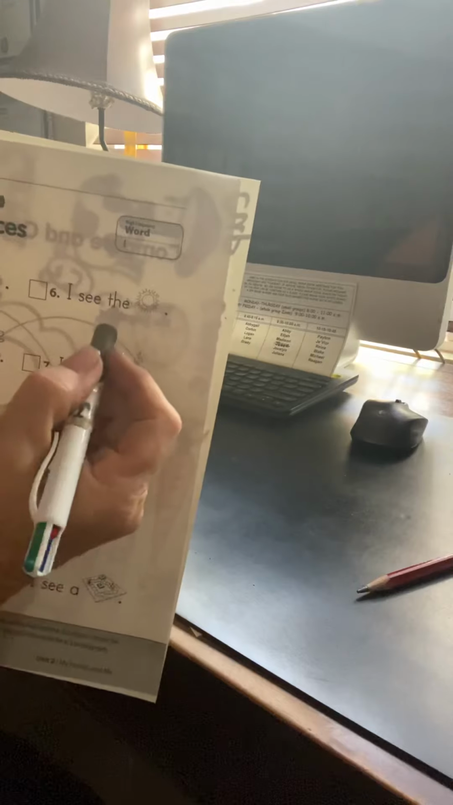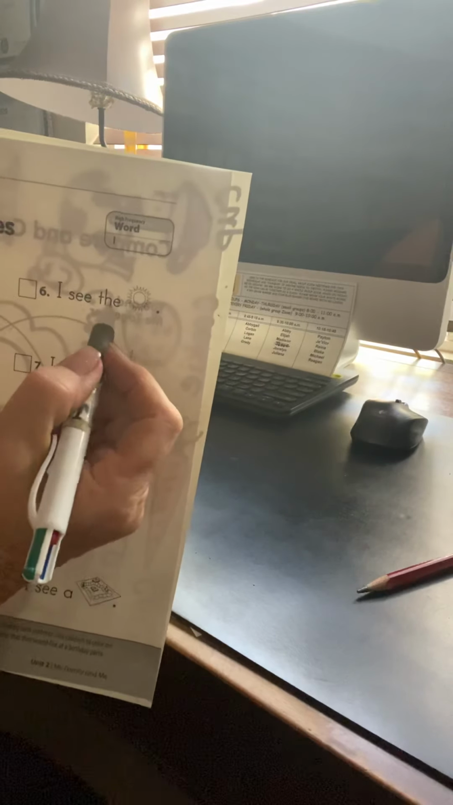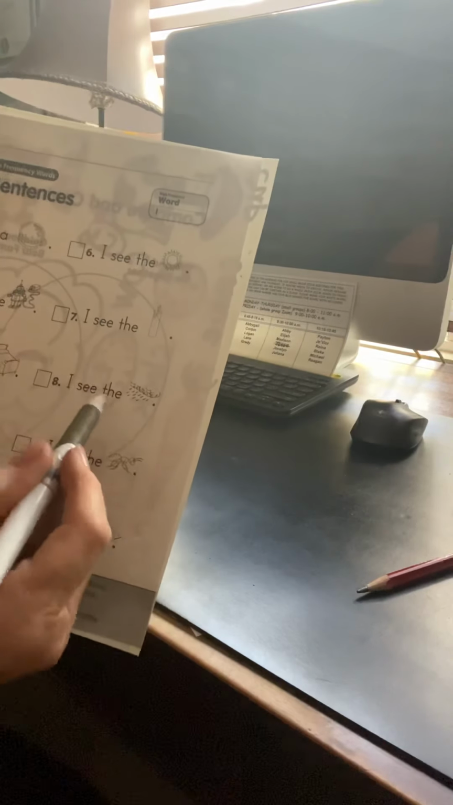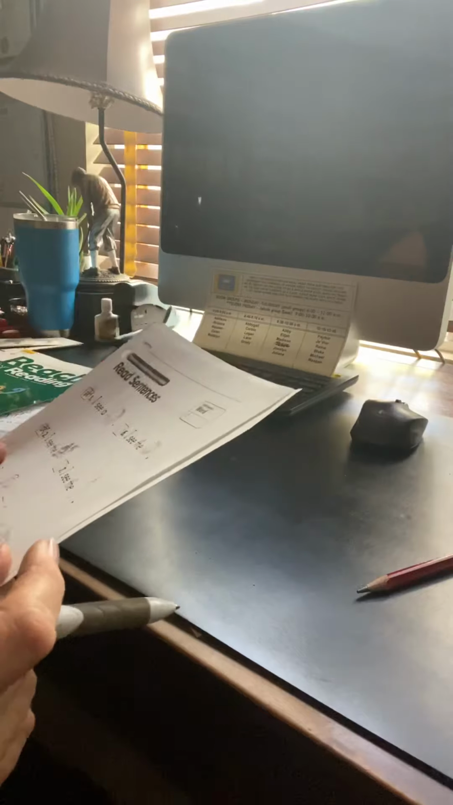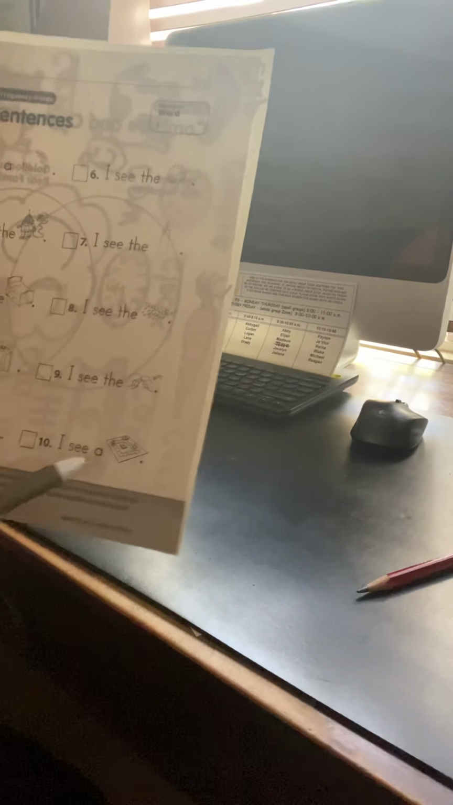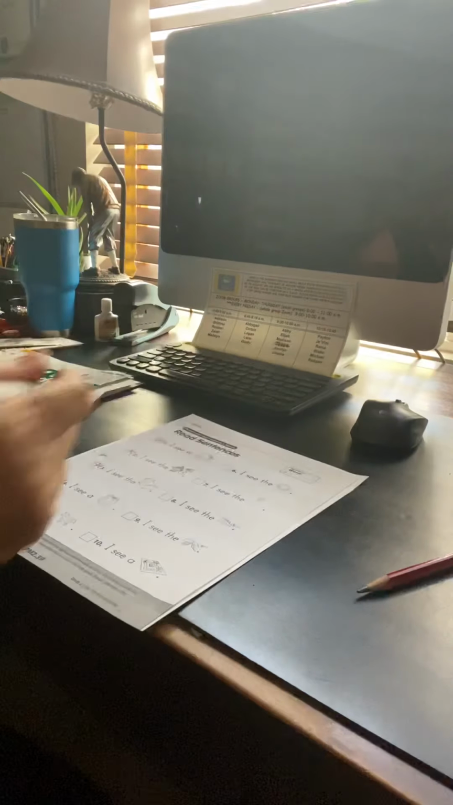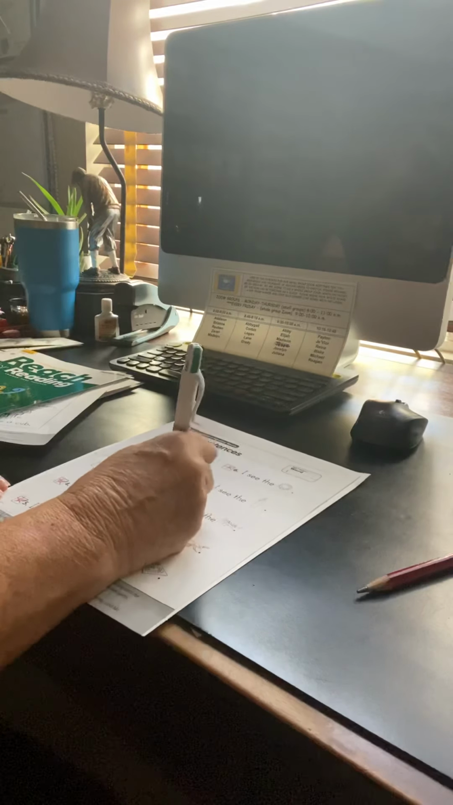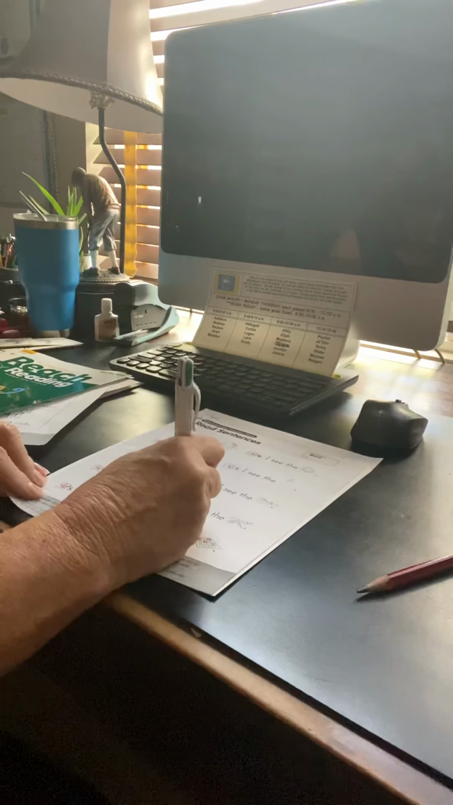Okay, let's try to read this one. I see, is that A or the? T-H-E? The sun. I see the candle. That's a good C word. I see the rain. I see the ant. I see, it doesn't say the, a game. So you really, really, really have to read. You can't just think you know what it says and just guess.